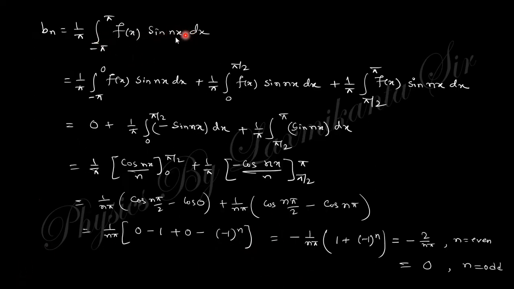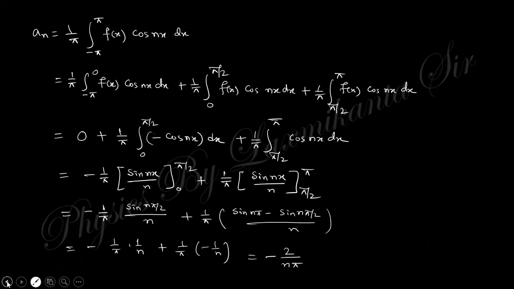Similarly for bn, the same thing: the integral will be fragmented into three parts. This portion is 0, this is minus 1, this is plus 1, and finally, just integrating, you can easily find out this solution. You can see when n is even, this is plus 1, so this is 2. For n odd, this is minus 1, so this becomes 0. So depending on n, even or odd, bn equals 0 somewhere, and some value somewhere else.